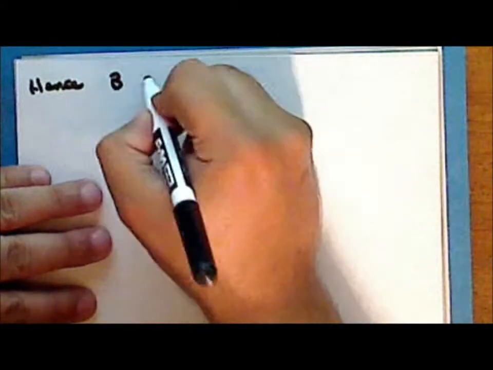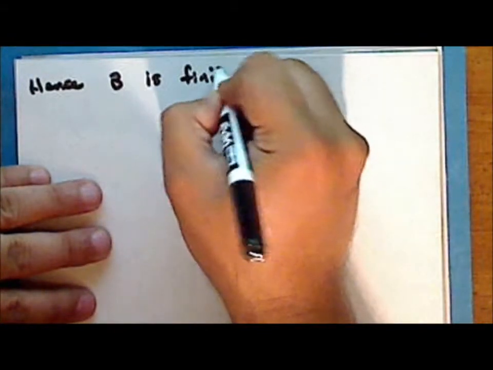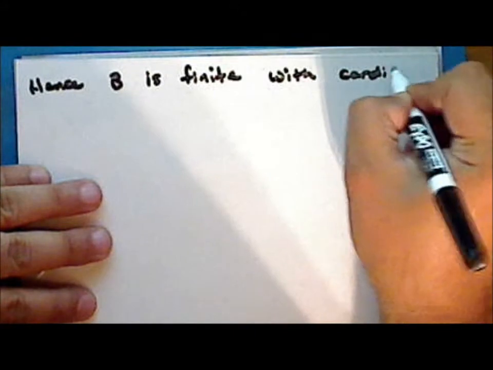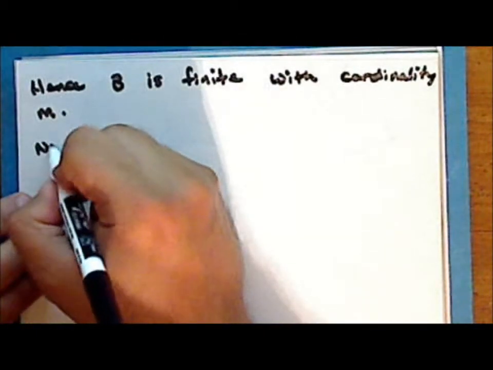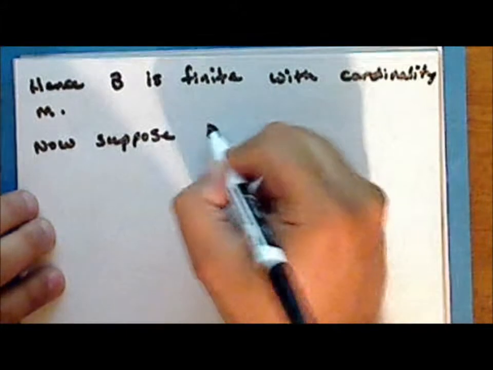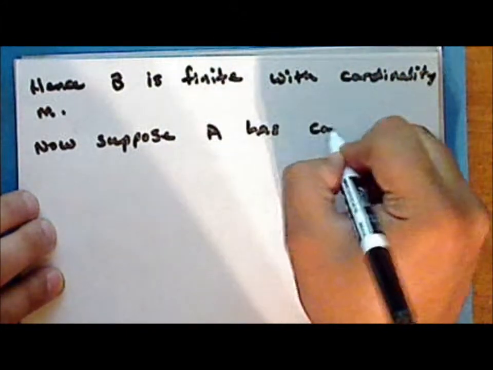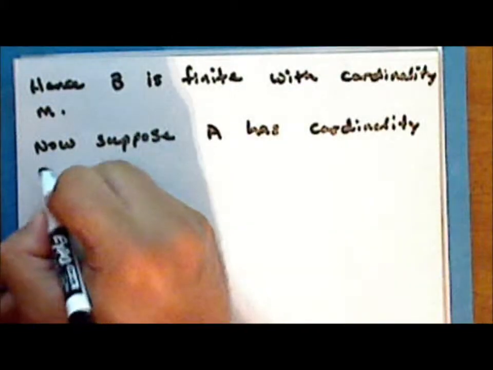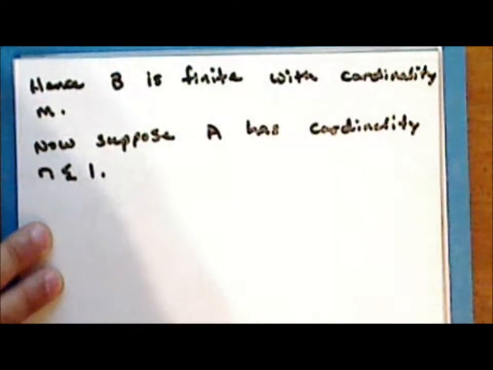Hence, the set B is finite with cardinality M. So now suppose that the set A has cardinality n less than or equal to 1.